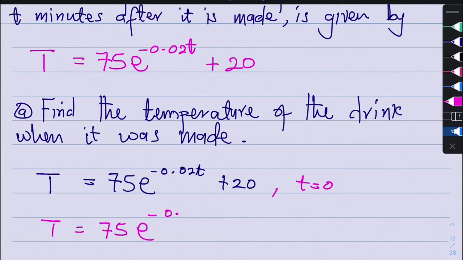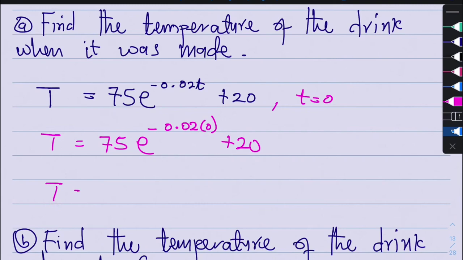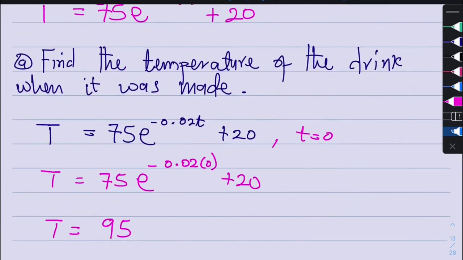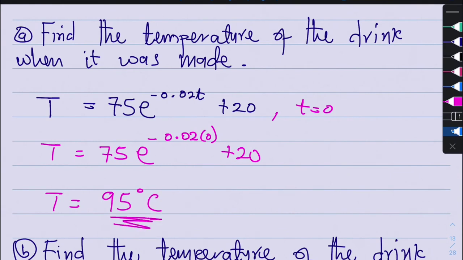So 75 e to the power negative 0.02 into brackets 0, plus 20. Then you put the whole thing on the calculator. Don't waste time simplifying; put the whole thing on the calculator. So you have 95. If you want to do a little bit of thinking, that's also fine. 0 times 0.02 is still 0, e to the power 0 is 1, so you just have 75 plus 20, giving you 95. The big T is for temperature, so you can say 95 degrees Celsius. That was the temperature.